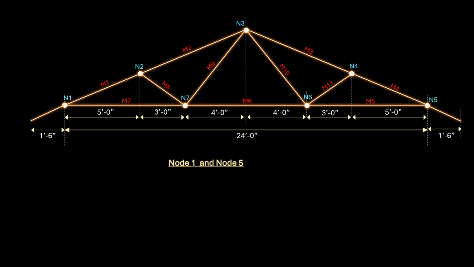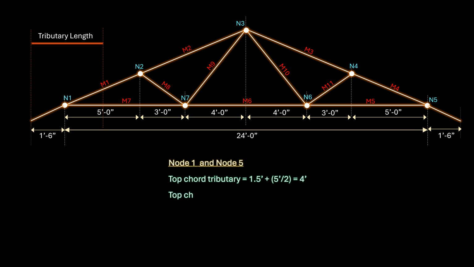First, the tributary length will be equal to 1.5 feet at the eaves plus 2.5 feet, which is halfway between node 1 and node 2. This is 4 feet of tributary length. The next step is to multiply this length by the 2 feet tributary width, which is the truss spacing. And then we multiply by 30 pounds per square foot, which is the total uniform load at the top chord. The total load is 240 pounds, which is the direct load coming from the top chord.